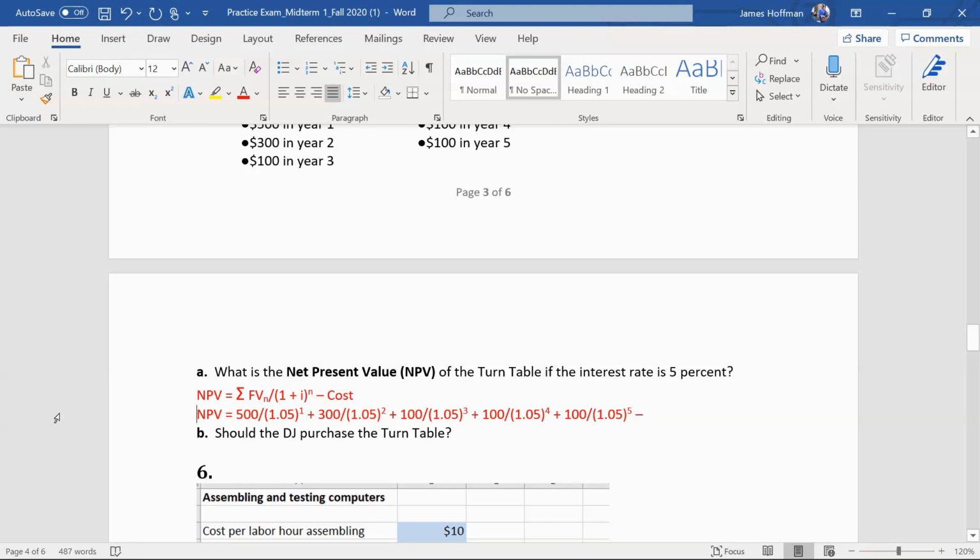Okay, so we summed up all the future values discounted, right? So we got $500 divided by 1.05 in the first year. Second year, 300 divided by 1.05 squared. The third year, 100 divided by 1.05 to the third. The fourth year, 100 divided by 1.05 to the fourth. And the last revenue, year 5, 100 divided by 1.05 to the fifth. And the last thing we have to do is subtract the initial cost, which is $1,000.